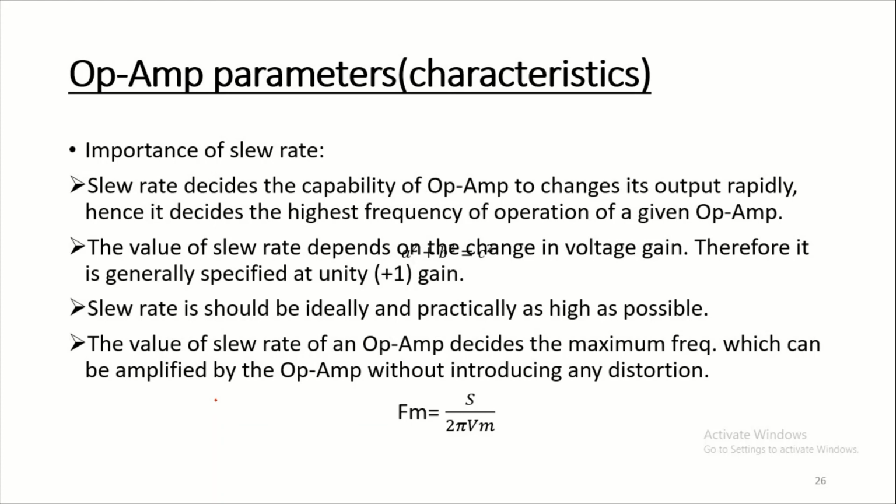The value of slew rate depends on the change in the voltage gain. Therefore, it is generally specified at unity gain. Slew rate should ideally and practically be as high as possible. The value of the slew rate S of an op-amp decides the maximum frequency FM which can be amplified by the op-amp without introducing any distortion. Mathematically it can be given as FM is equal to S divided by 2 pi Vm, where Vm is the peak input voltage and S is the slew rate.